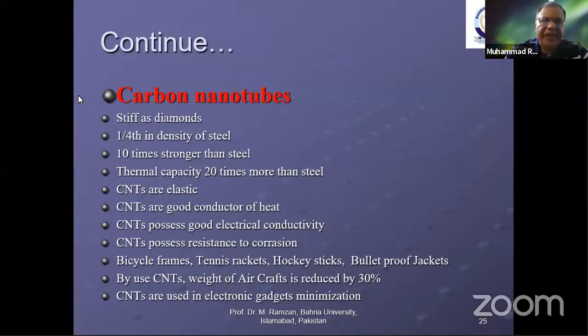Bicycle frames, tennis rackets, hockey sticks, bulletproof jackets are made from carbon nanotubes, and experiments are on the way to use these carbon nanotubes in different products. By the use of carbon tubes, the weight of aircraft is reduced by 30%. Carbon tubes are used in electronic gadgets minimization.